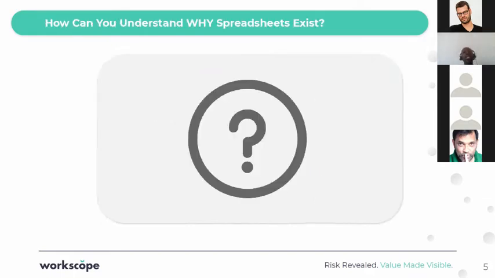What we're really trying to understand today is, how can we understand why spreadsheets exist? We know the four reasons why they typically exist, but specifically in your organizations, why are people using spreadsheets? And we're going to look at it from 2 points of view in terms of risks revealed and the value made visible.